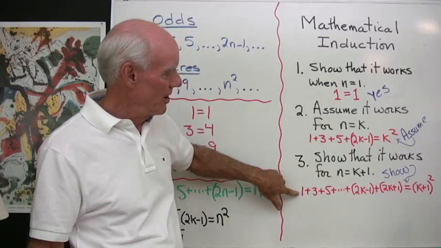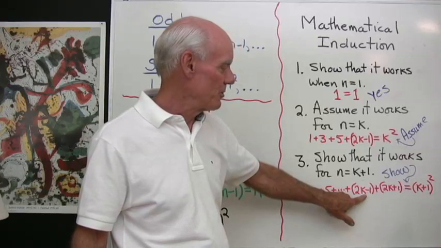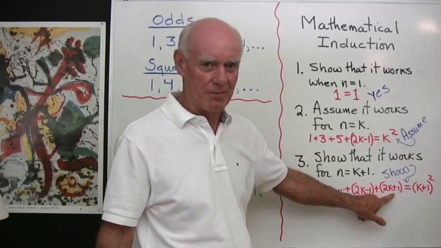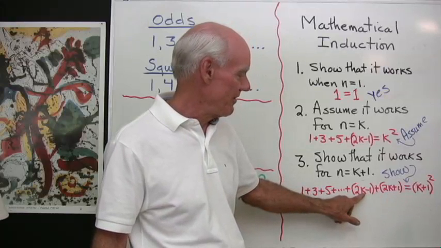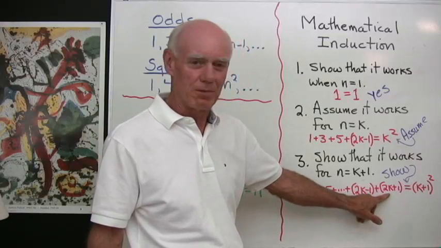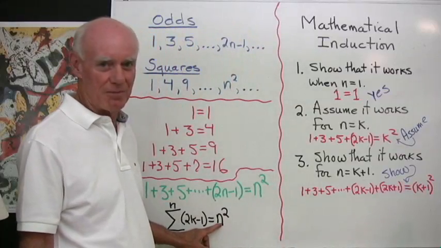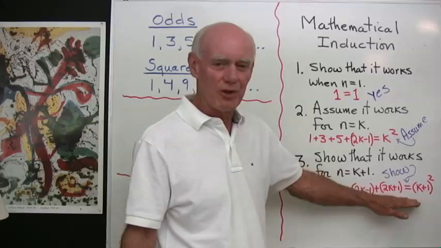So here's what the relationship looks like if I go one more term. I go up to 2k minus 1, the next term after that is 2k plus 1. If this is k, if I put in k plus 1 here, 2 times that minus 1 is 2k plus 1. And what's the next term on this side? It's going to be k plus 1 squared. So can I show that this is true?